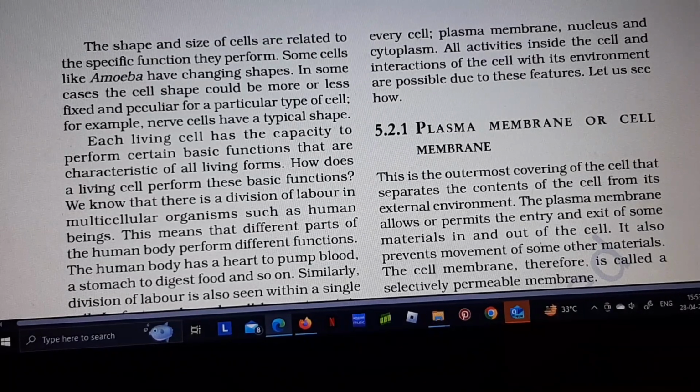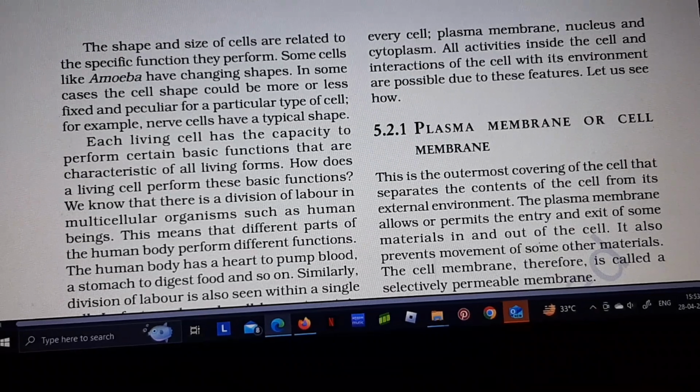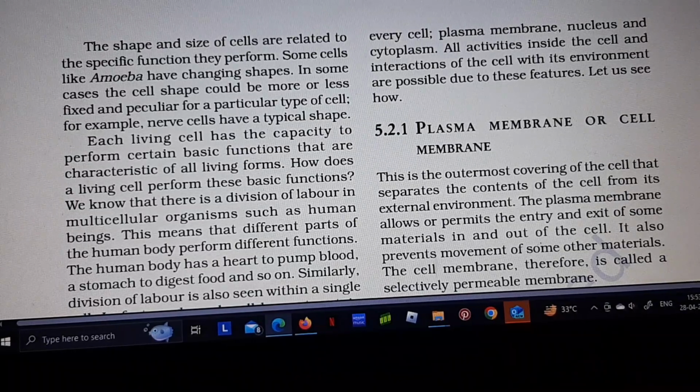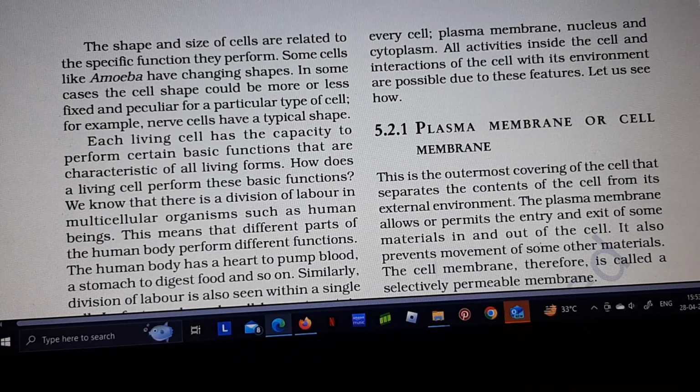The shape and size of cells are related to the specific function they perform. Some cells like amoeba have changing shapes. In some cases, the cell shape could be more or less fixed and peculiar for a particular type of cell. For example, nerve cells have a typical shape. Each living cell has the capacity to perform certain basic functions that are characteristic of all living organisms.